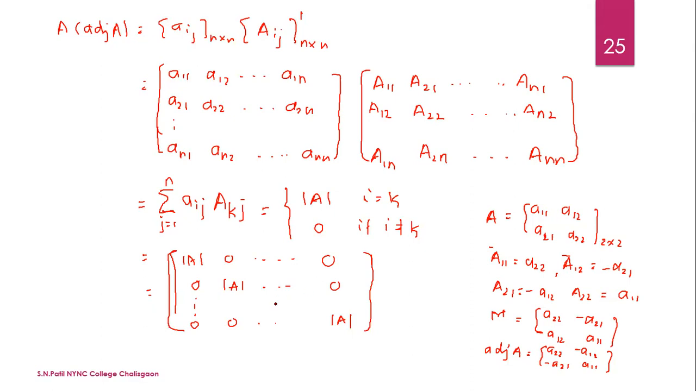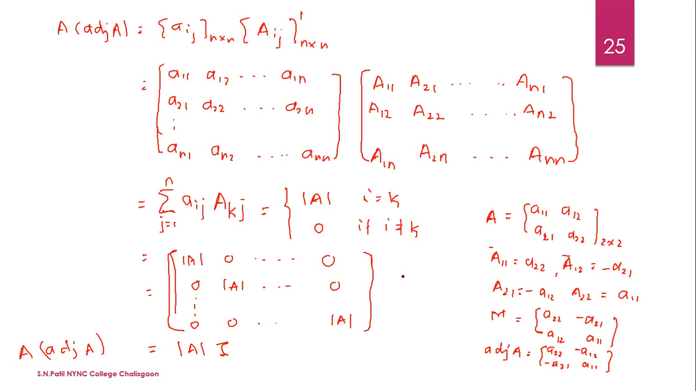See, in this matrix, in every row the determinant appears. So we apply the scalar property of the determinant. We take this determinant value common, then determinant of A, and what remains here is 1 1 1, which is nothing but the identity matrix. That is, A into adjoint of A is determinant of A into I.